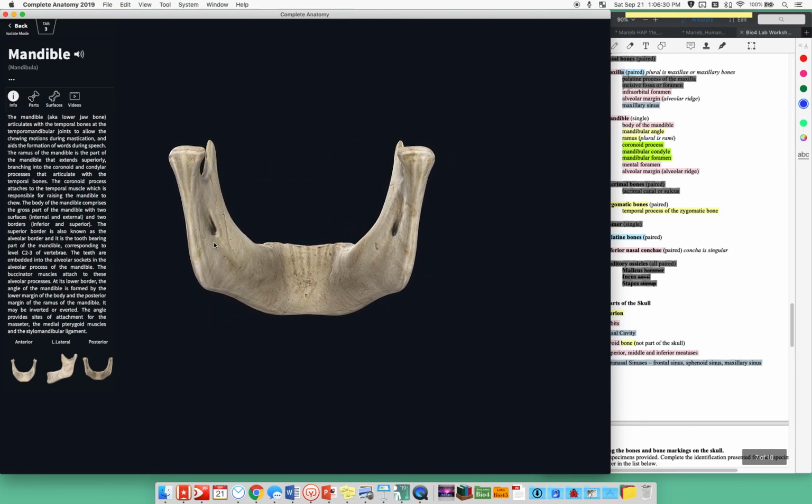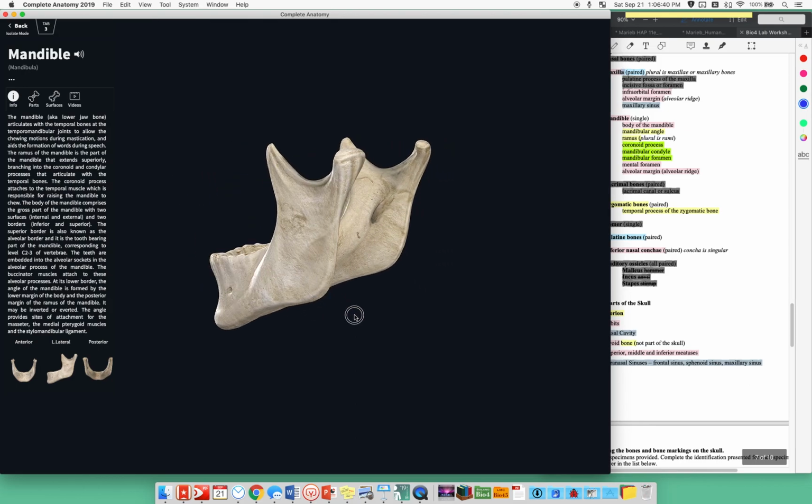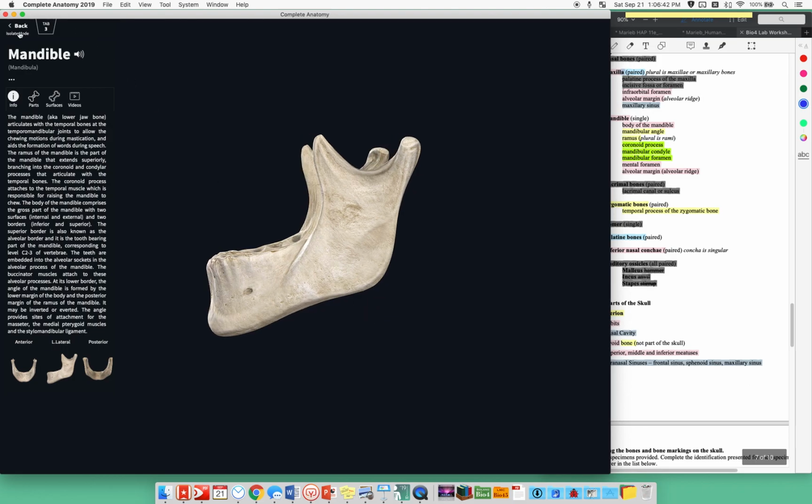On the inner surface, these are the mandibular foramina, or mandibular foramen for singular.